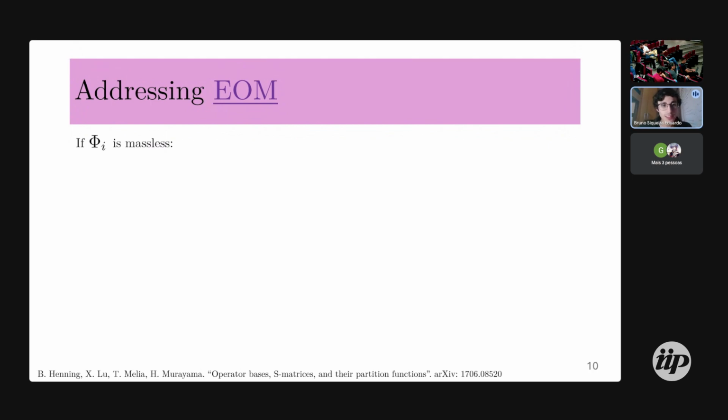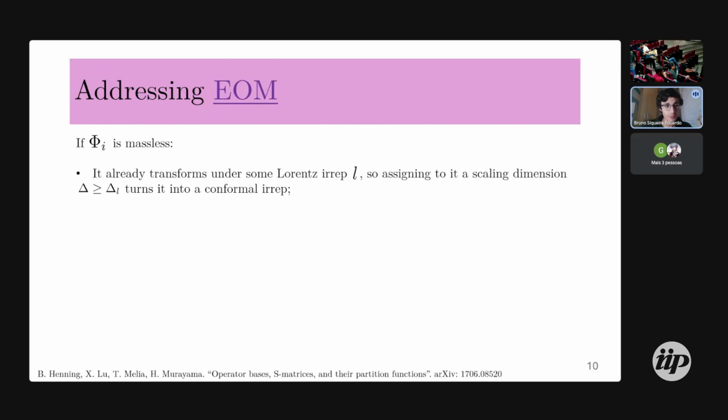So how to address equations of motion now? We showed how to address integration by parts. The equations of motion are a bit different for the cases of massless fields or massive fields. For massless fields, since they already transform under Lorentz irreducible representations, you can just attach a scaling dimension to them, which is greater or equal than a certain number, which is called the unitarity bound. And then it will be an irreducible conformal representation.